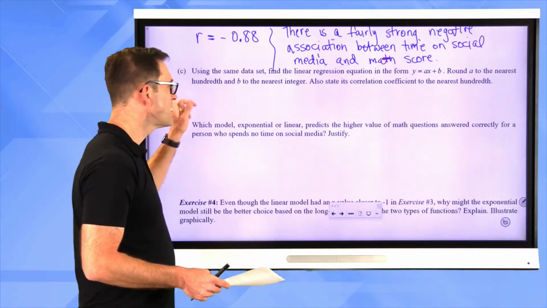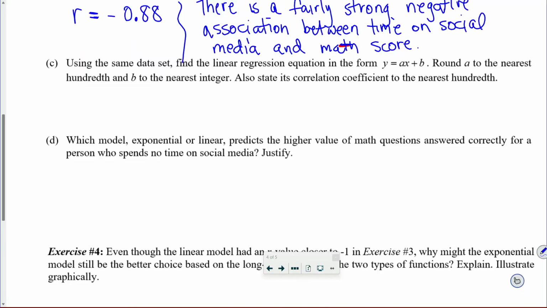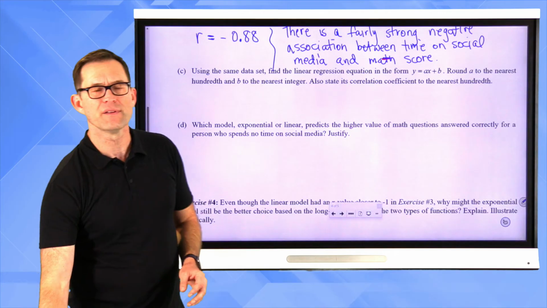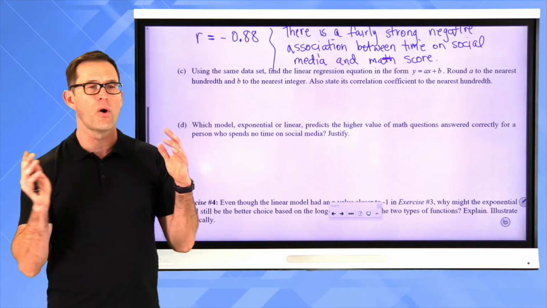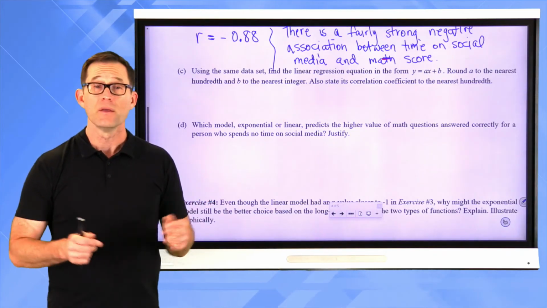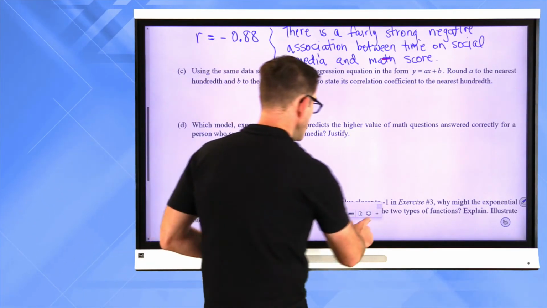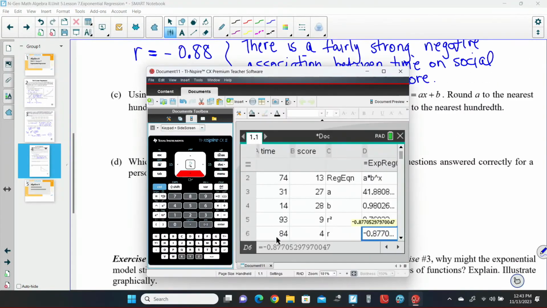But now, let's take a look at C. Using the same data set, find the linear regression equation in the form y equals ax plus b, round a to the nearest hundredth and b to the nearest integer. Also state its correlation coefficient to the nearest hundredth. Now you might say to yourself, oh, this is going to be a pain. He's going to have to enter all the data again, open up a new spreadsheet, all of that. You don't actually have to do that. In fact, all you need to do, we just come over here.